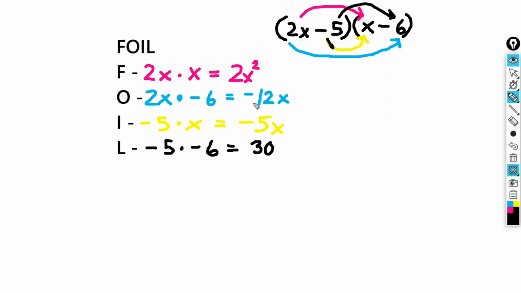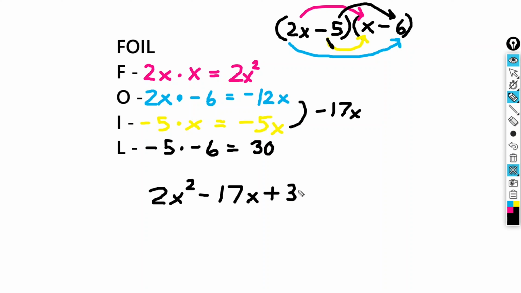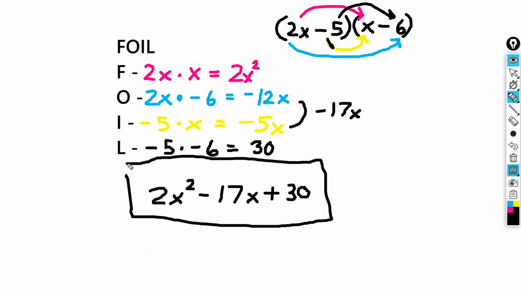We'll then combine our like terms negative 12x and negative 5x, and that'll be negative 17x. So our final product will be 2x squared minus 17x plus 30. And we're good with this example.